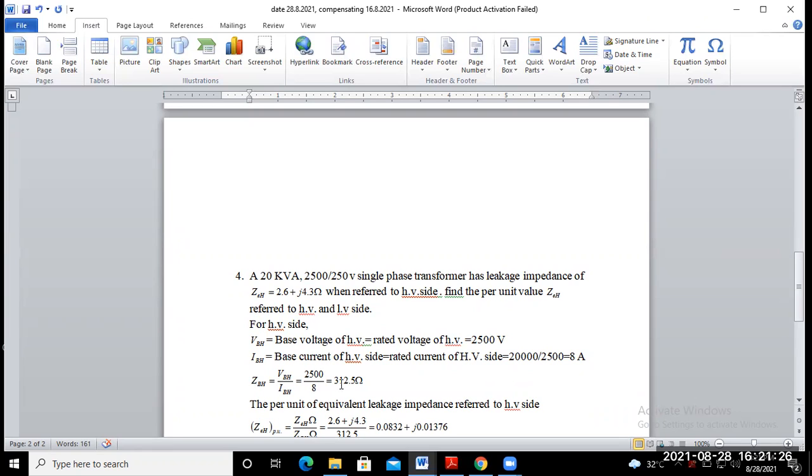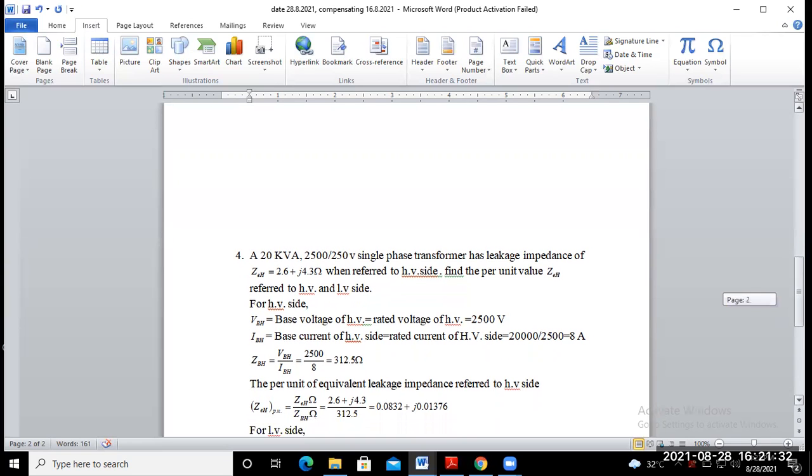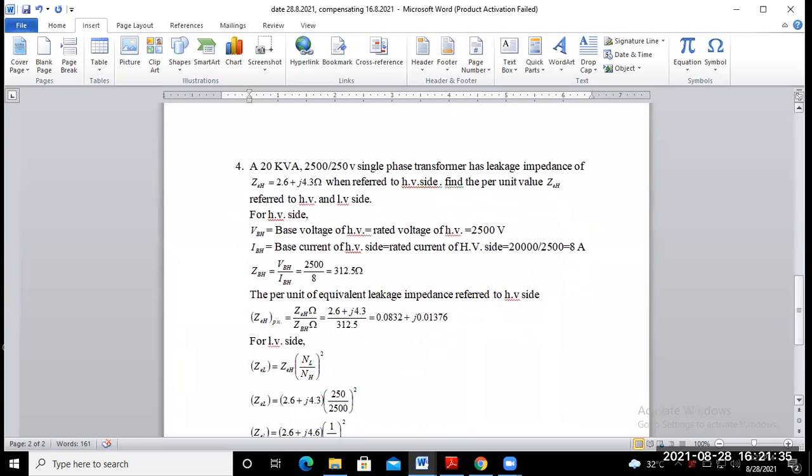So if you write here, then you will get the value of ZBH equal to VBH by IBH equal to 2,500, that is the voltage we already mentioned, so 2,500 volt divided by 8 equal to 312.5. Okay, 312.5, that is the base impedance on the high voltage side. Now you can convert this impedance value to per unit, because you already found the base impedance on the high voltage side.